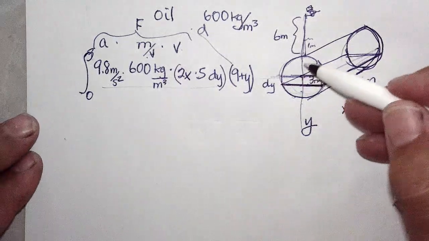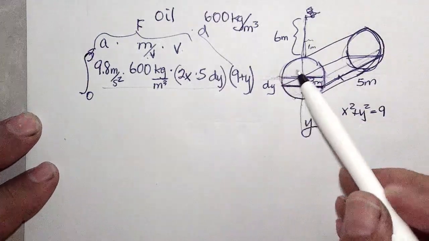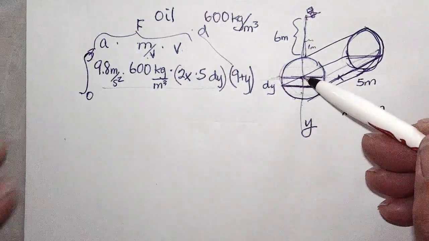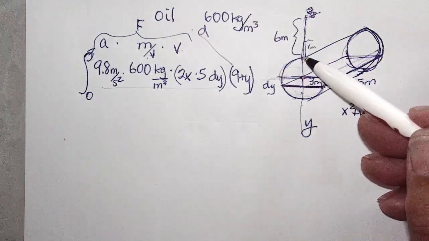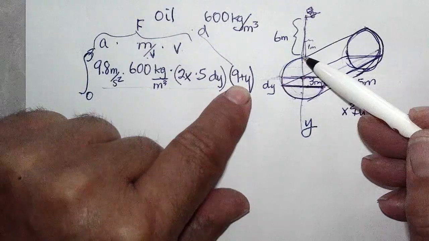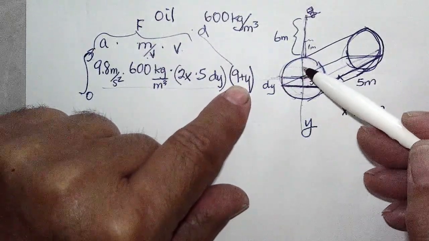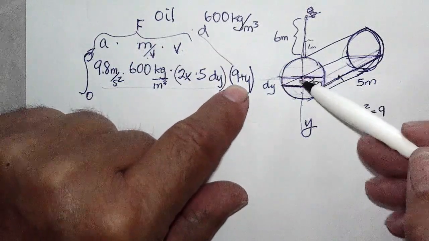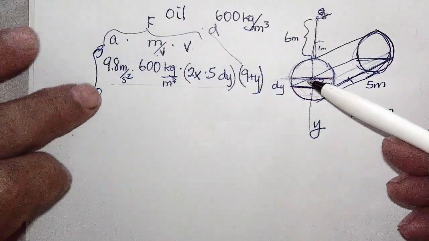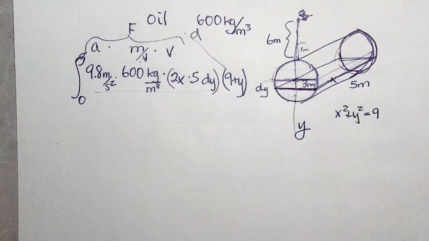If I were doing the top half of the tank, I'd make my positive y up here, and I would have a slice, and y would go from 0 to 3 if I'm emptying the top half. And the distance I'm lifting it is 9 minus y. It'd be 9 minus y here to empty the top half of the tank, going from 0 to 3. So that's lifting the oil out of the tank.